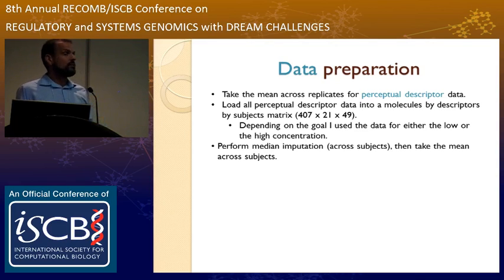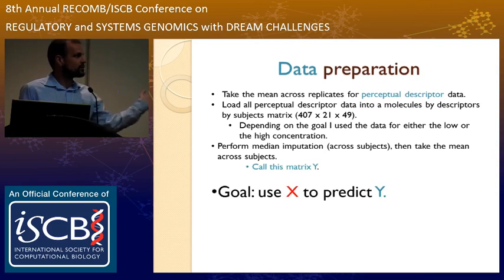Median imputation across subjects, so some of the subjects had missing values, right? And so I had to impute what they would have smelled had they been able to smell it. Which seems like kind of a strange thing to do, because why not just put 0? But it turns out that this actually works better. So we'll call that matrix Y, and of course we're trying to use X to predict Y.